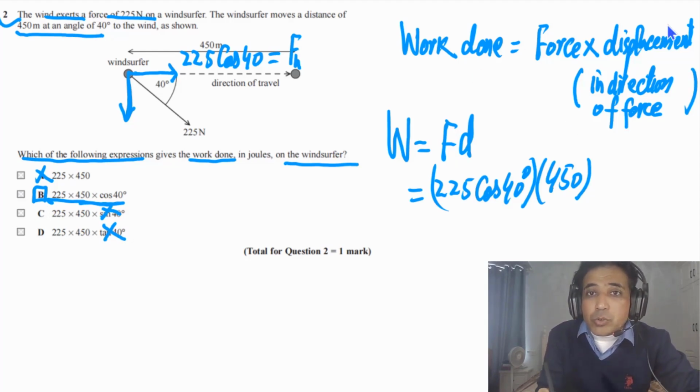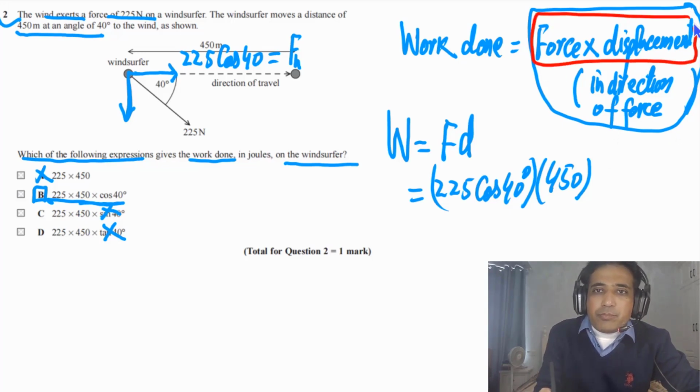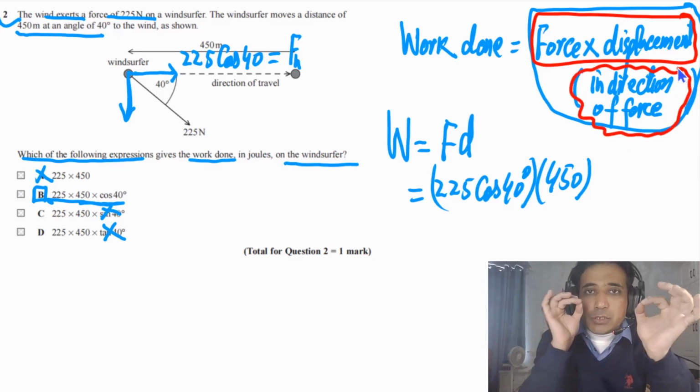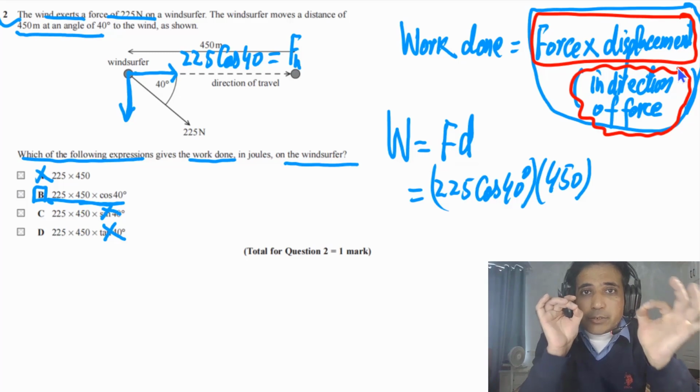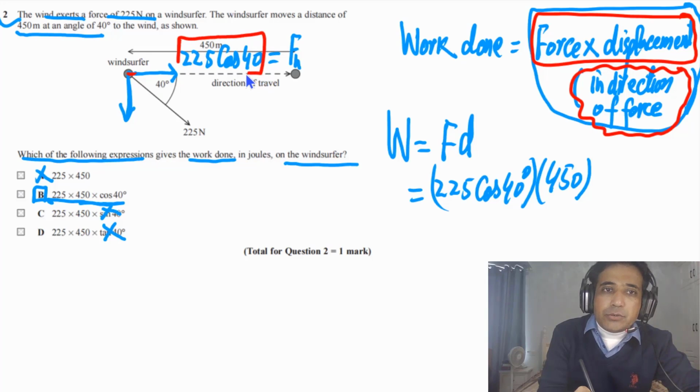So the main concept is this. This is the main concept. This part, most of the time students remember, but they don't understand this part. So you have to take displacement in the direction of force. That's the reason we have resolved this force into two components and taken the component of force in the direction of displacement. So these two have to be in the same direction, meaning the force and displacement.